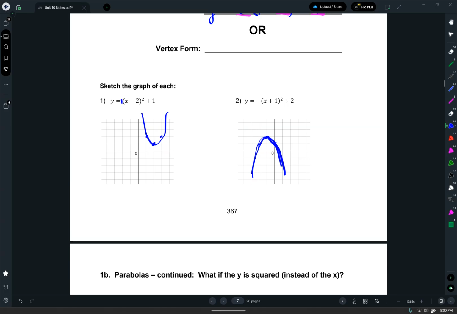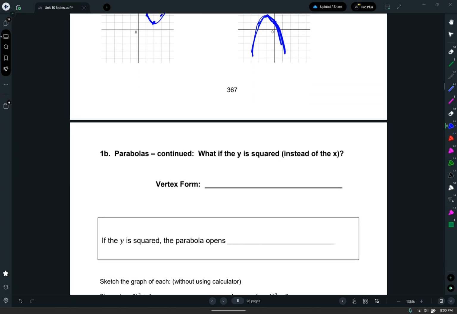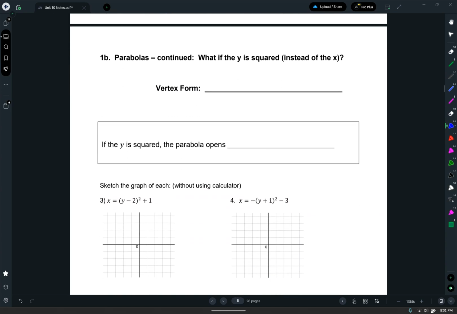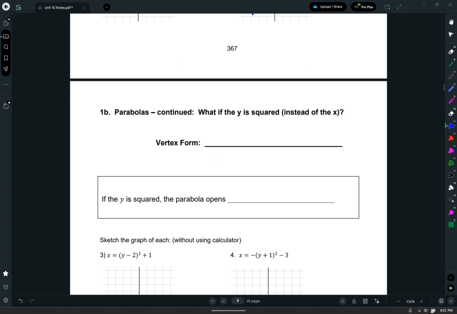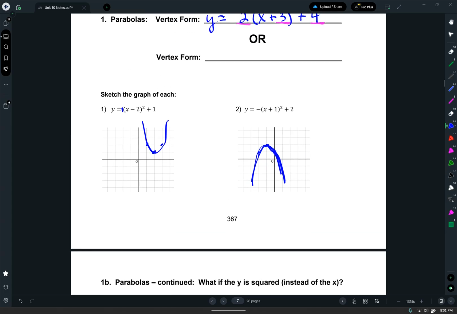Okay, not better, but there you go. So we've done that before. We don't need to go back and rehash that. All right, but look at this next part. What if it's the y that's squared instead of the x? Okay, so I'm going to pull this down a little bit. I'll have to make it smaller.